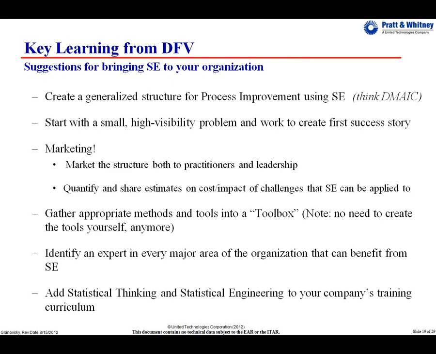So to wrap all this up, here's what we learned about statistical engineering and bringing it into industry from design for variation. Here's what we feel everyone would need to do to make this work. First off, you need some kind of generalized structure. Think DMAIC. Think giving people some kind of written standard. It doesn't have to be poetry.